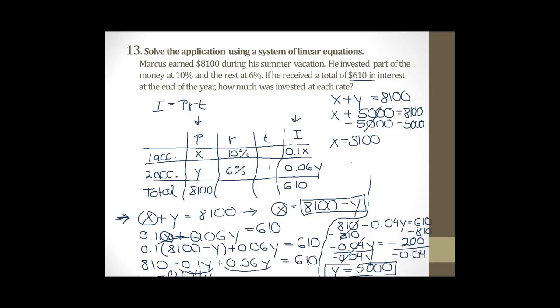Okay, referring to the problem now. This means that my first account, which was at 10%, so that was x, the principal that Marcus put in that account was 3,100. And then in the second account, which was at a rate of 6%, the amount he put in that account was 5,000. Okay, wasn't that bad, right?